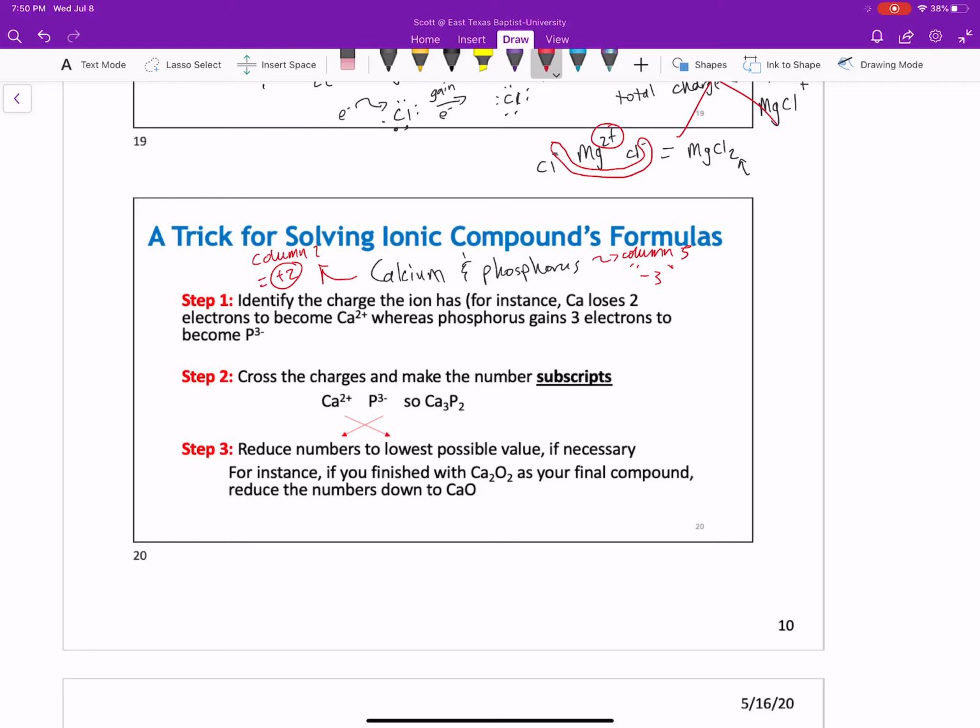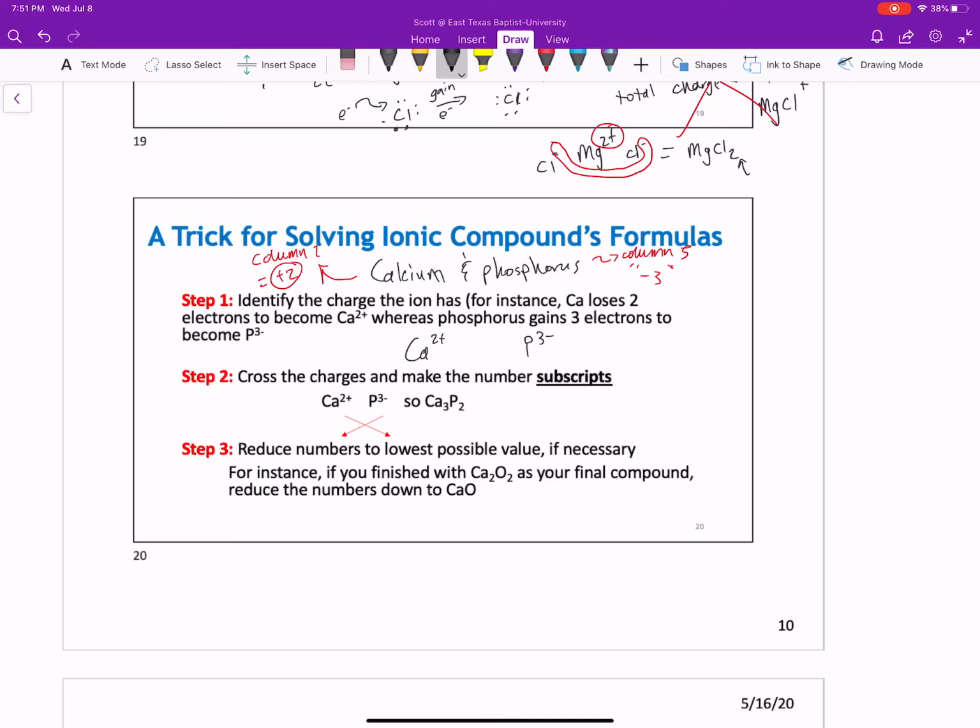Okay, so now that we've identified that, I'm going to write it here, Ca2+. Sometimes you can write +2 or 2+. Either notation is fine. P3-. And sometimes you see this charge circled, which is also fine. It's just whatever you like.